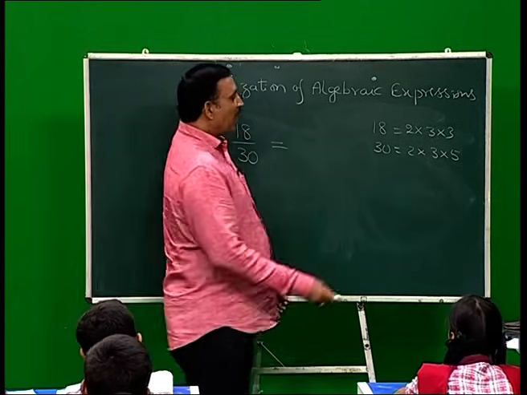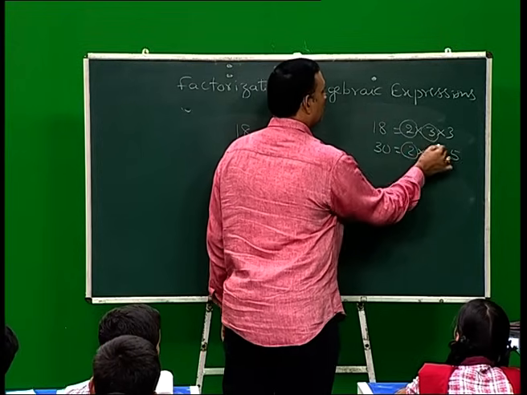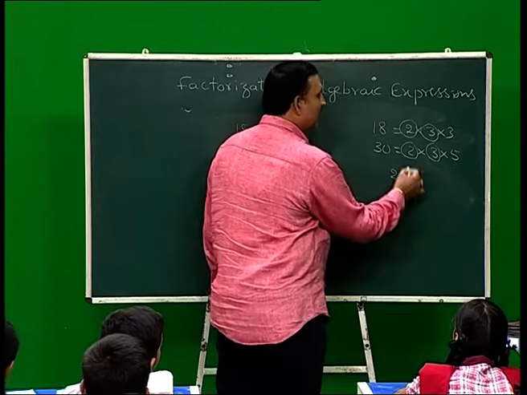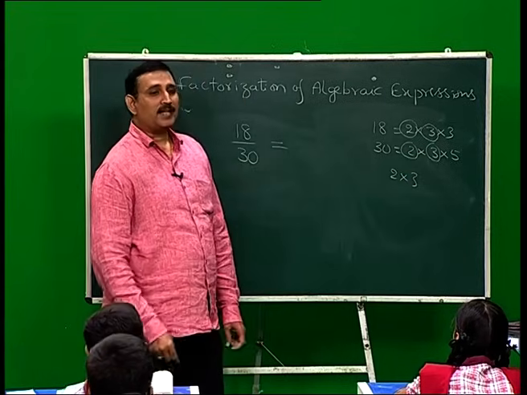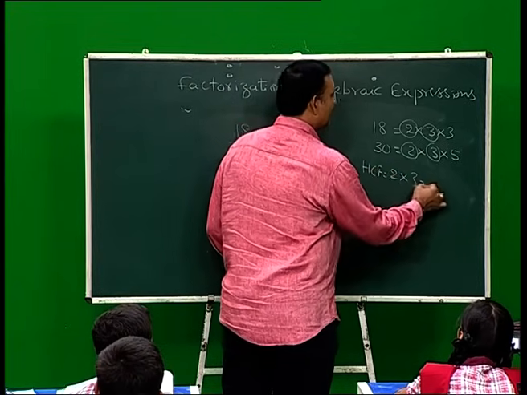Okay. Now you identify common factors. What are the common factors? 2, 3. Right? So 2 into 3. 2 and 3 are common factors. What is the highest common factor? 3. 2 into 3? 6.